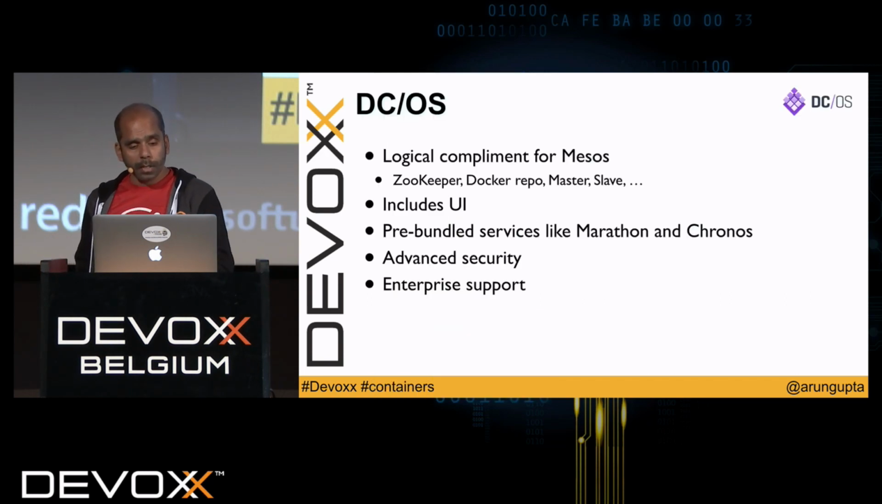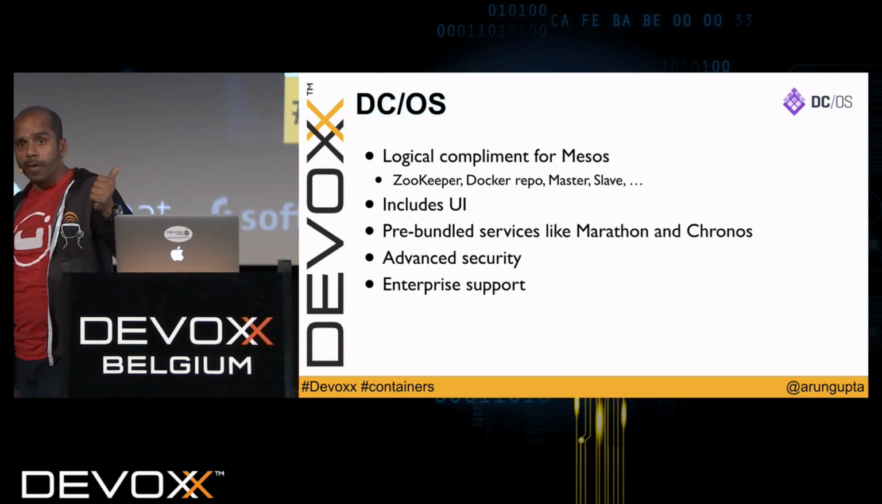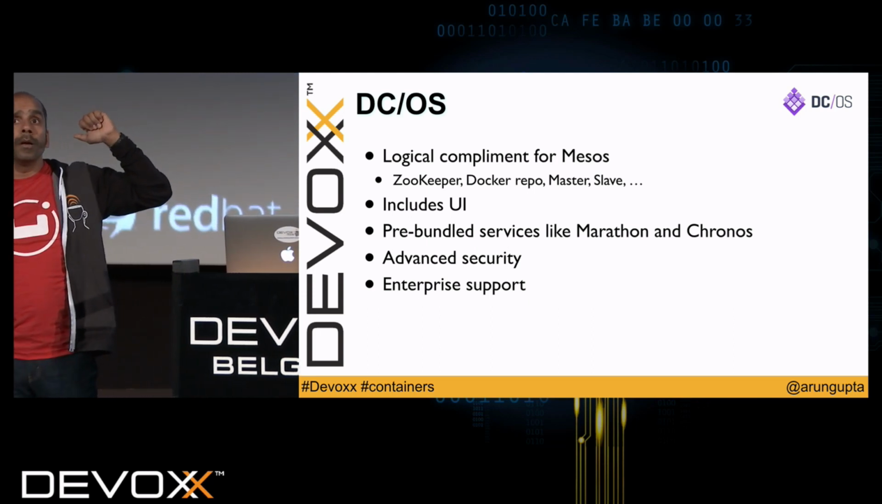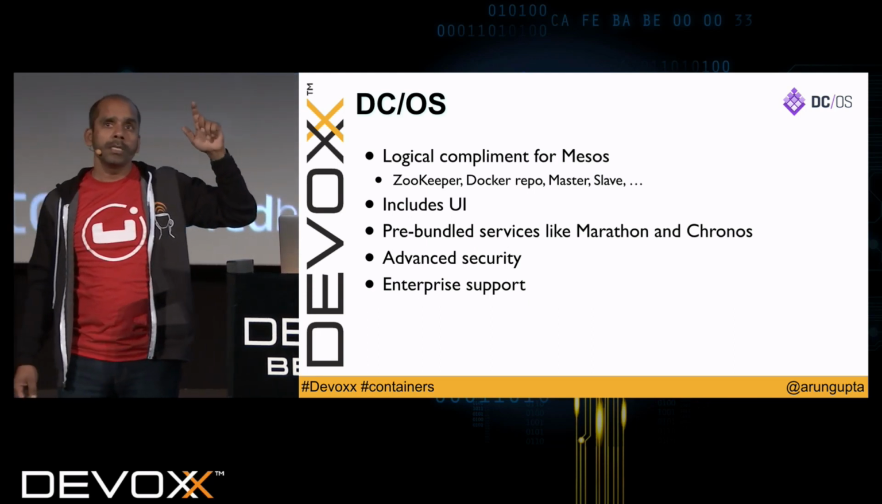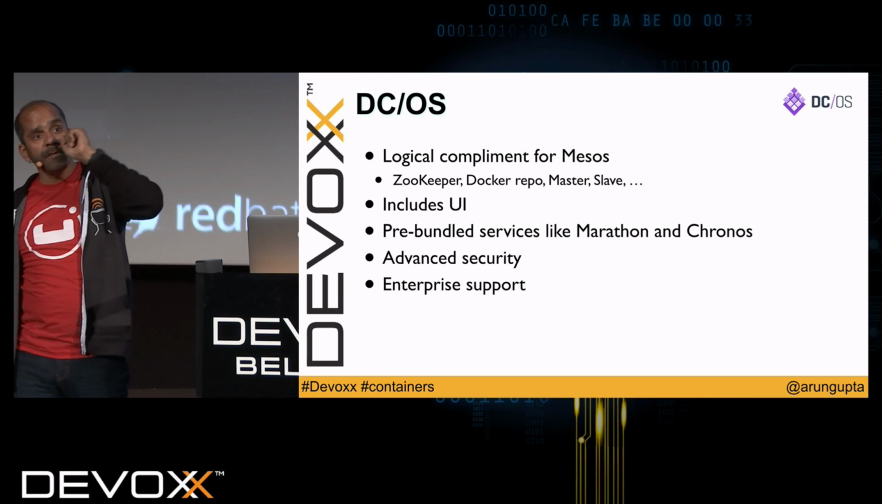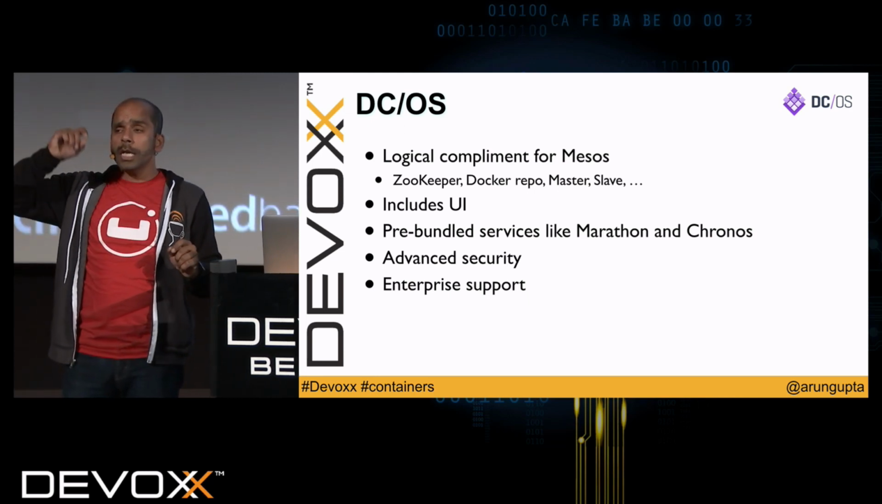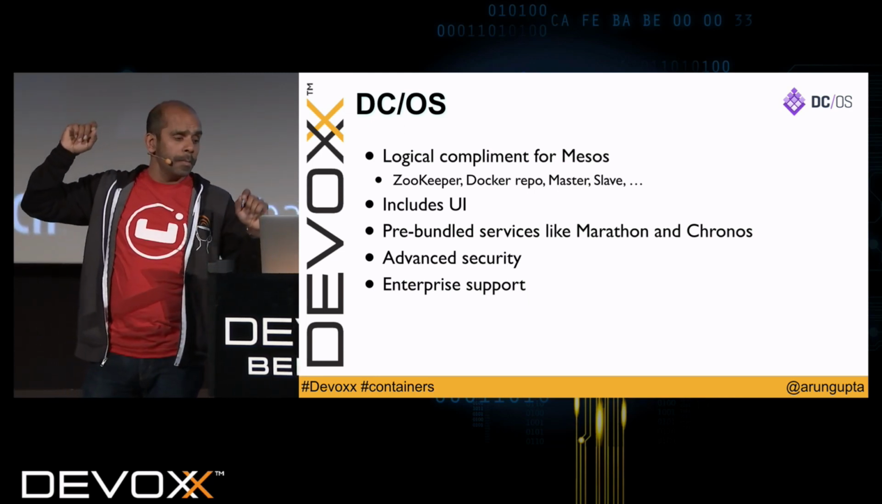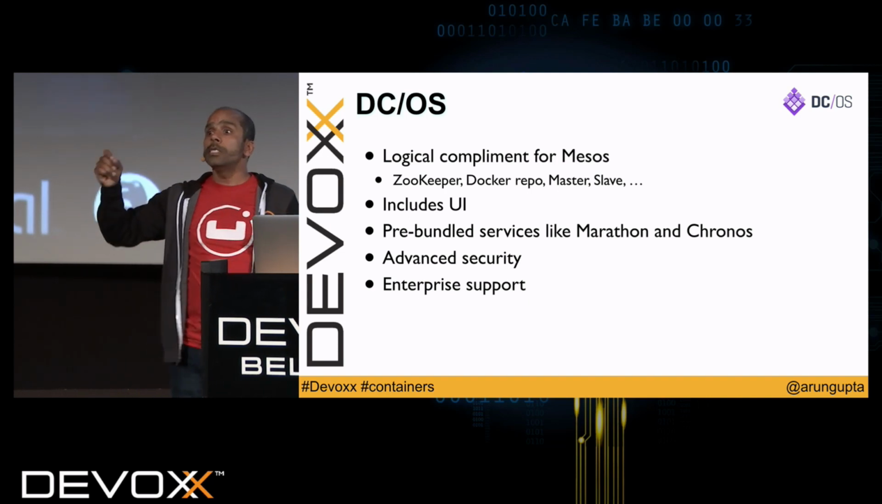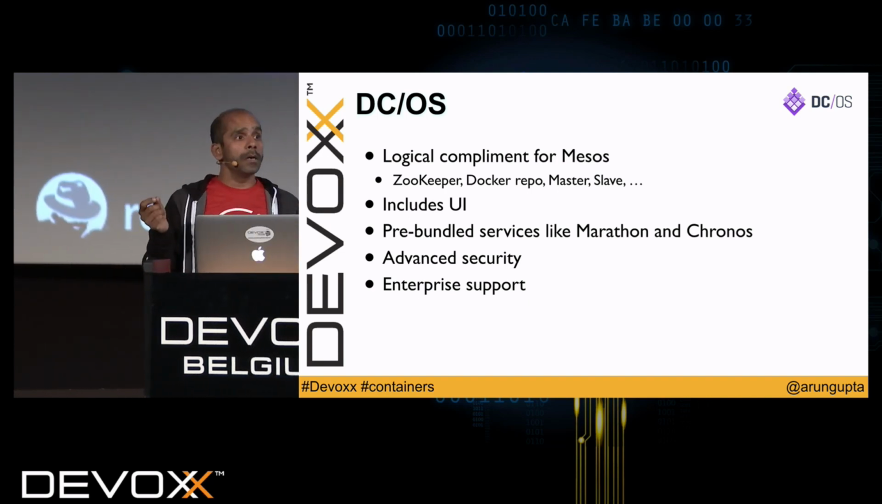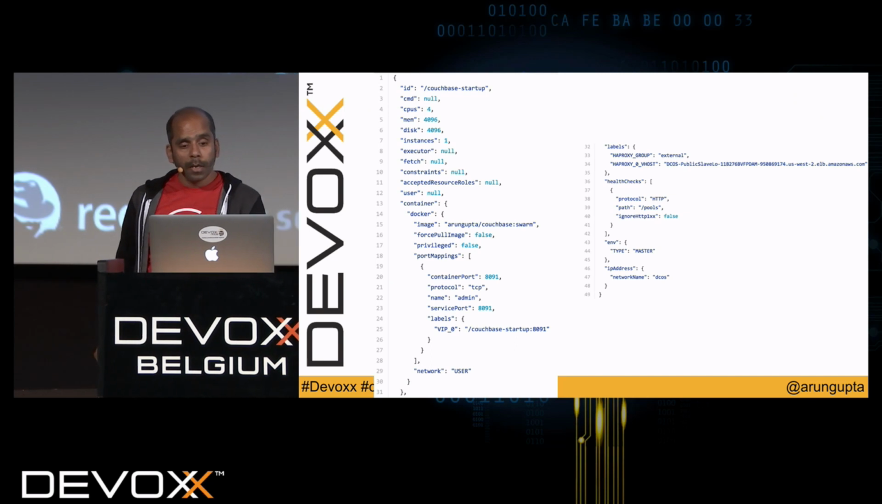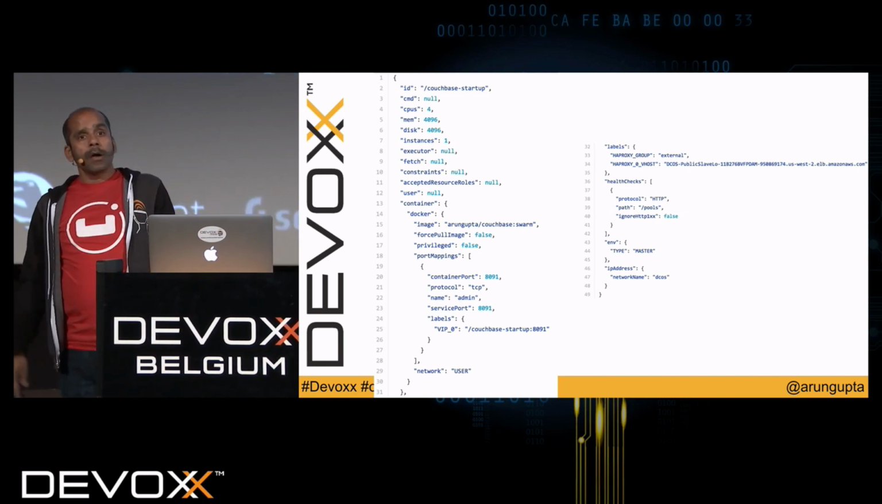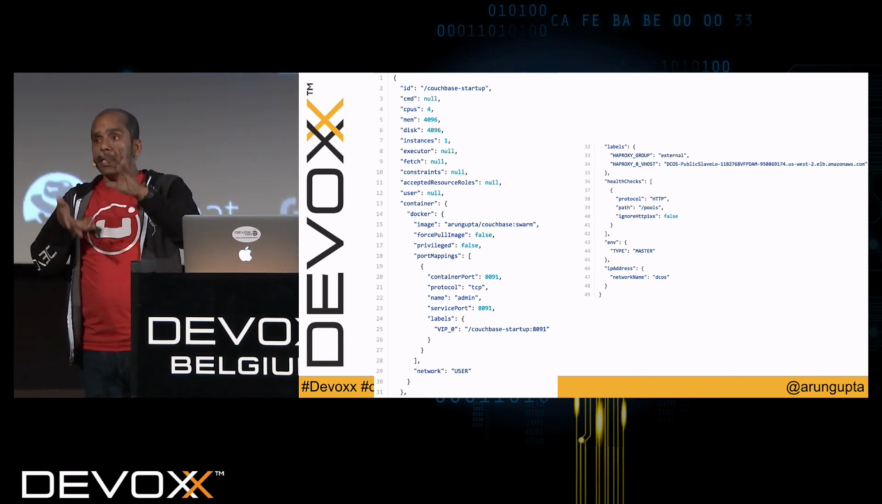So just like Docker for AWS, well, Kubernetes doesn't have a CloudFormation template. OpenShift has a CloudFormation template. So just like OpenShift and Docker for AWS, DC/OS can be fired up as a CloudFormation template as well. And when you fire it up as a CloudFormation template, once again, it takes a configuration file.